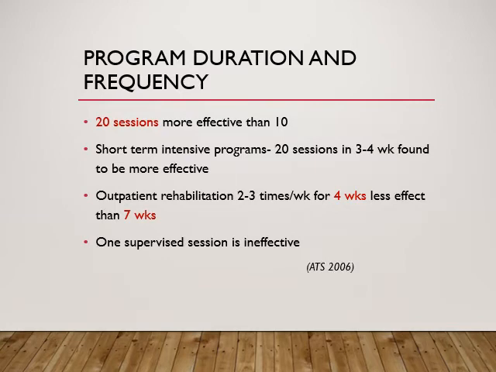20 sessions are more effective than 10 sessions. Short-term intensive programs, that is 20 sessions in 3 to 4 weeks, were found to be more effective. Outpatient rehabilitation 2 to 3 times per week for 4 weeks is less effective than 7 weeks. One supervised session is ineffective.